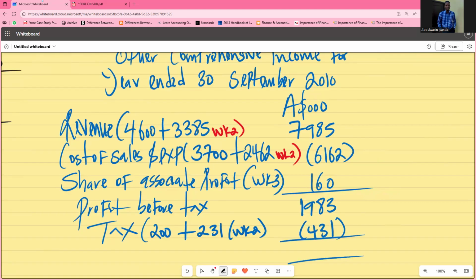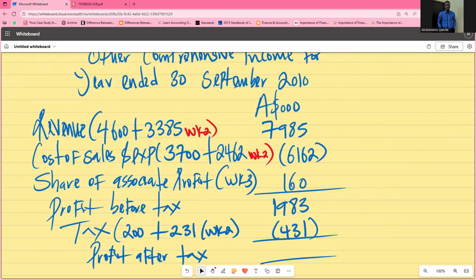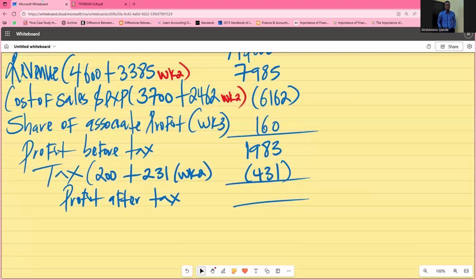Then you have your profit after tax. Your profit after tax is now going to be 1552. Then we can now go to other comprehensive income.